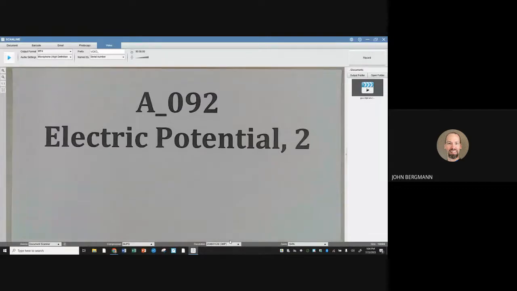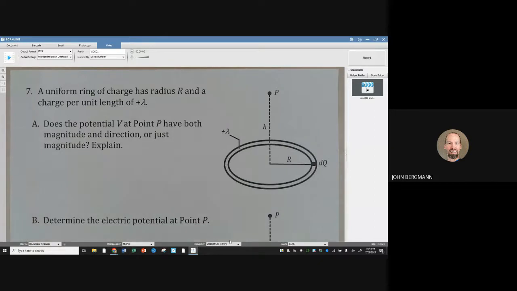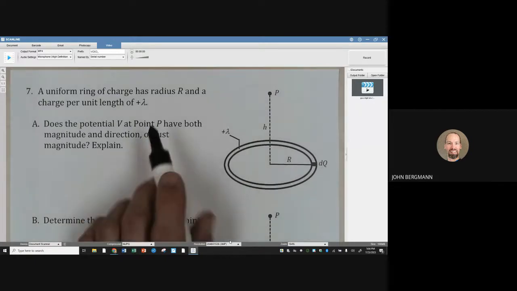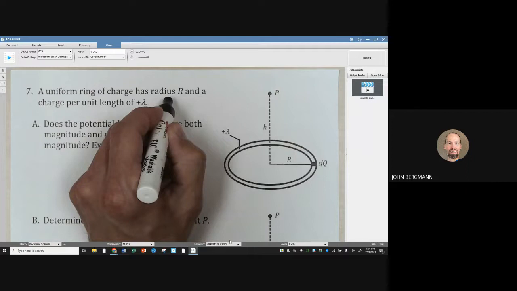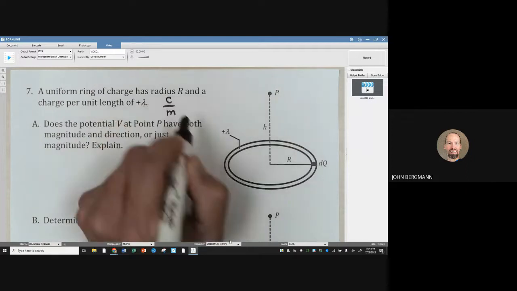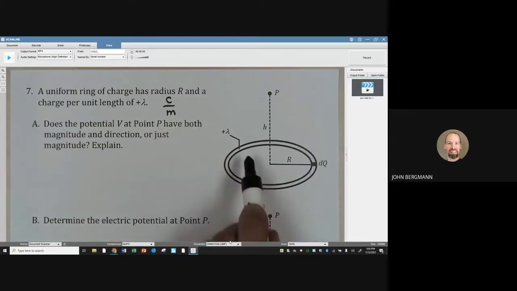Here we continue talking about electric potential. Here we have a uniform ring of charge with radius r and a charge per unit length of lambda. Recall that lambda is coulombs per meter. So if we wanted the total amount of charge around this ring, we would take lambda and multiply by the length, or the circumference of that ring, which would be 2 pi times r. That will come into play later.